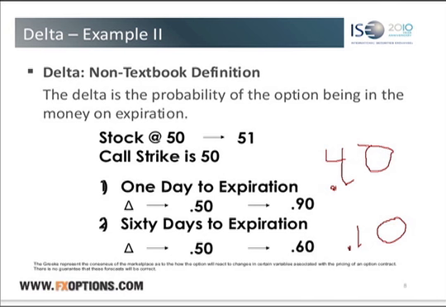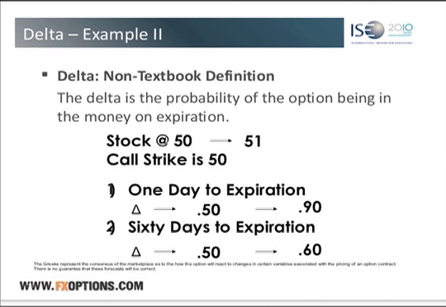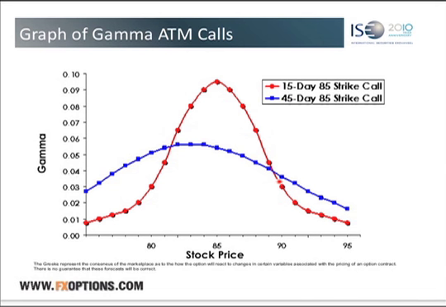So, when we look at gamma, gamma is highest for the near term at the money strike and slopes up towards the in the money and out of the money strikes. With delta, the non-textbook definition, I guess I just went through that. Here's the graph. We showed you how that moved, but here's the graph of gamma.